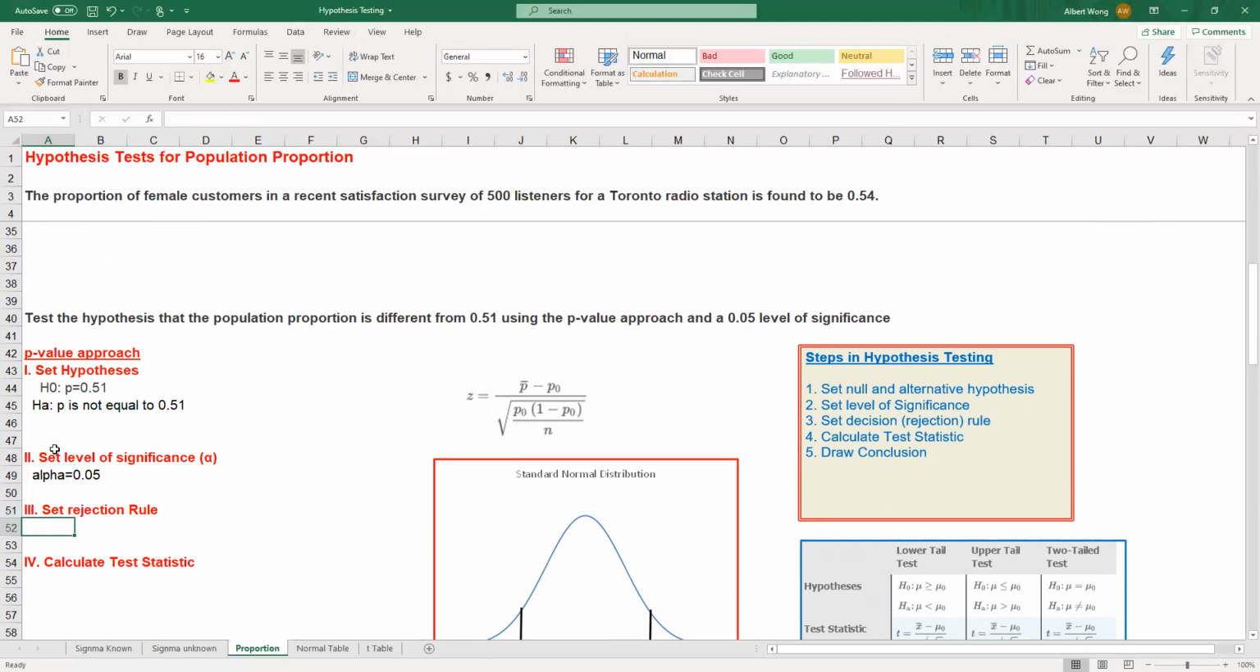With the p-value approach, we reject H0 if the p-value is less than 0.05. That's the good thing about the p-value approach. Then for the calculation of the test statistic, let's write down what we know. P-bar is equal to 0.54, and n is equal to 500.